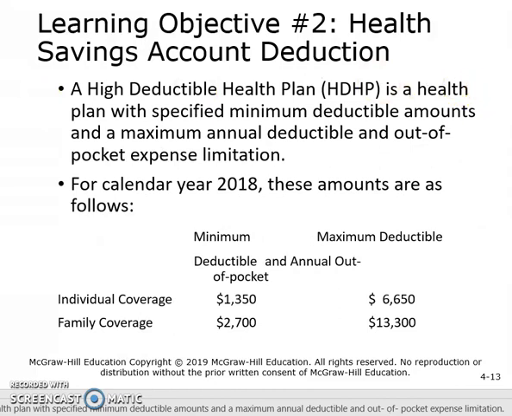The high deductible plan is a plan with specified minimum deductible amounts and maximum annual deductible and out-of-pocket expense limitations. For 2018, the amounts are as follows. For individual coverage, the minimum deductible is $1,350, and the max deductible and out-of-pocket is $6,650. For family coverage, the minimum is $2,700 and the max is $13,300.